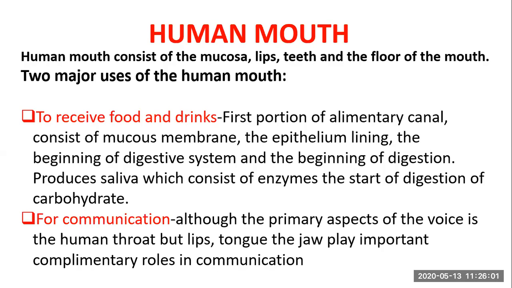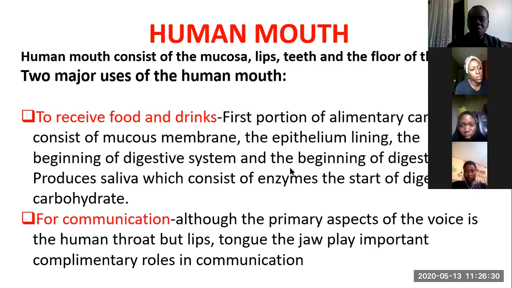And again, you know, the mouth consists of mucous membrane. There's an epithelium layer, the lining. And this leads to the digestive system where digestion takes place. The mouth produces saliva. That saliva contains some enzymes. And these enzymes begin the digestion of at least carbohydrates.